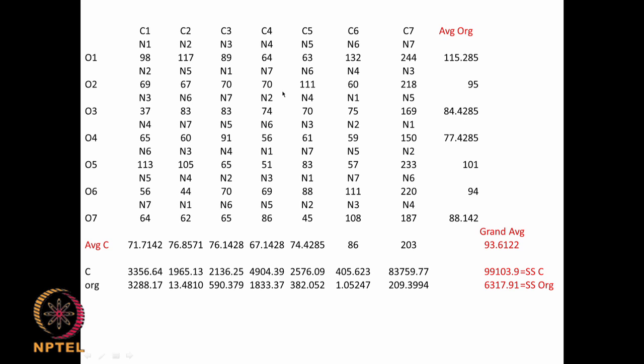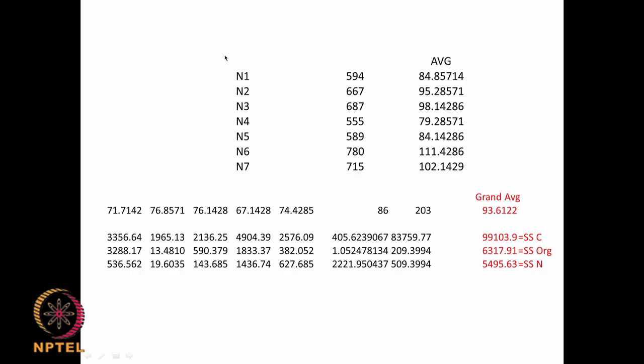We will look at these types of designs later on when we look at design of experiments. So we pick up like that and then sum it up and then divide by 7. That is how you do that for each of these nitrogen. So nitrogen is a little bit tricky.